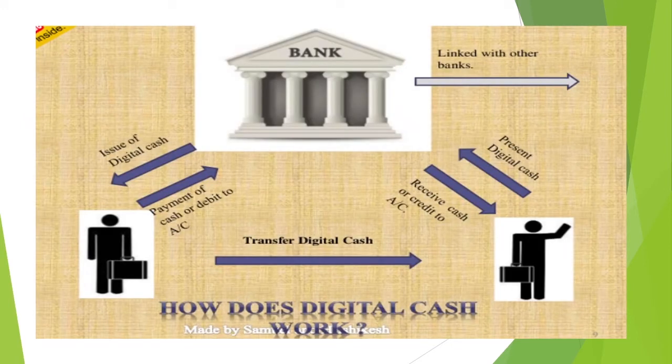So how is digital cash issued? The bank will issue the digital cash and transfer it to some other person. He will present it with his account and transfer the same digital cash to another bank account. So it is routine between the bank, sender, and receiver.